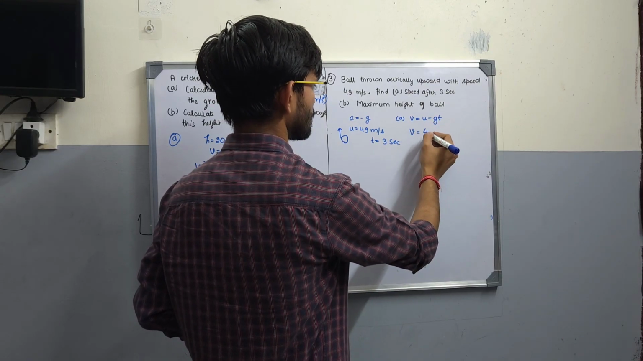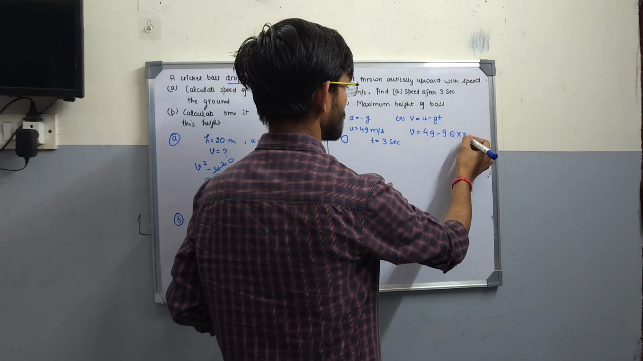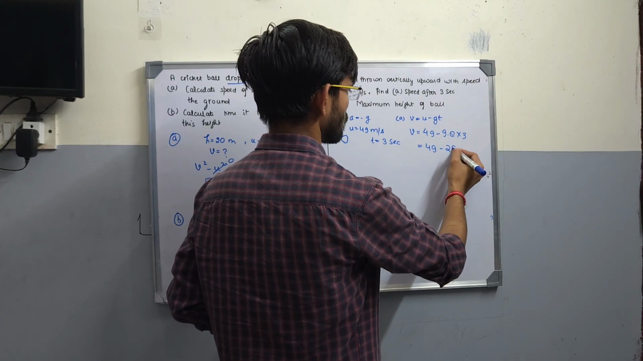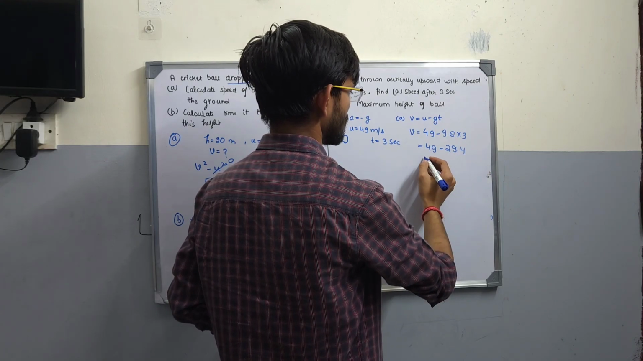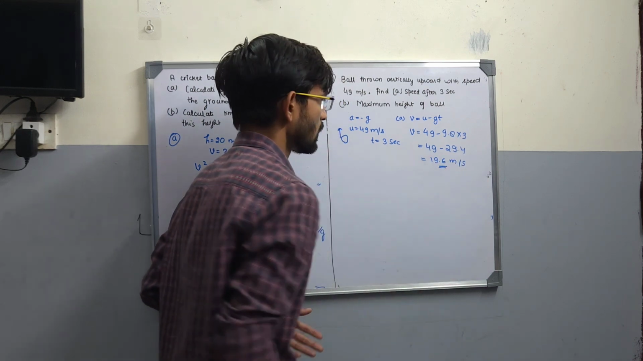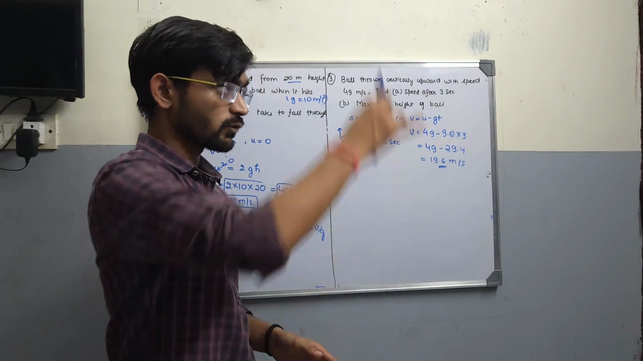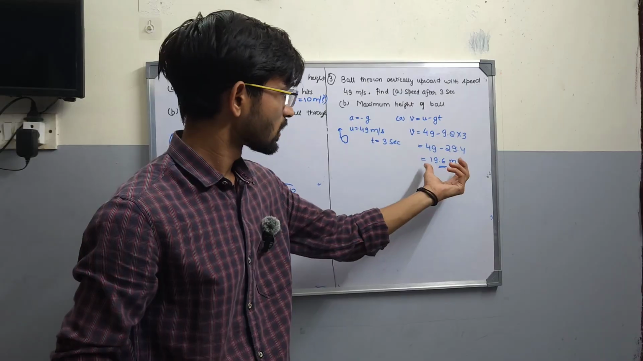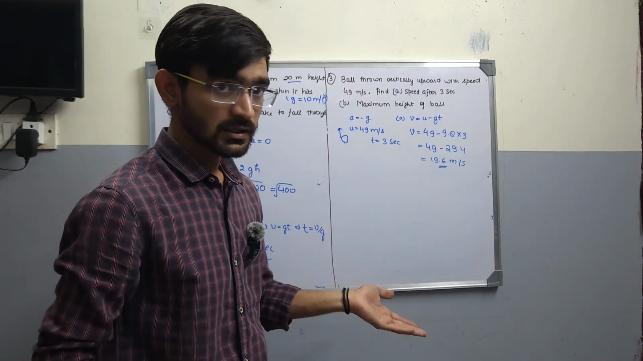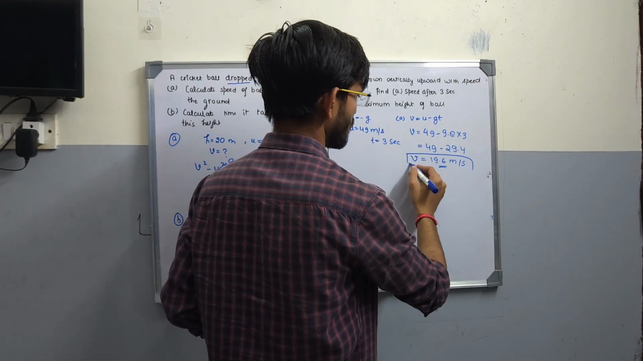So u is 49 minus g, 9.8, into 3. This will be 49 minus 29.4, which is 19.6 meter per second. It is initially thrown with 49 meter per second, meaning you throw the ball with 49 meter per second in the upward direction, but after 3 seconds its speed becomes 19.6 meter per second. That means its speed keeps reducing continuously. That's why I'm saying that it is undergoing deceleration.